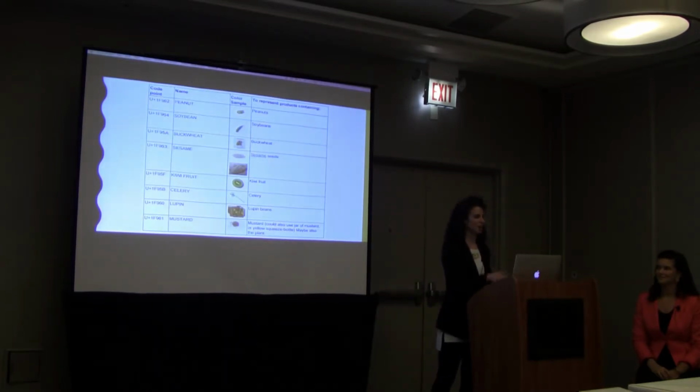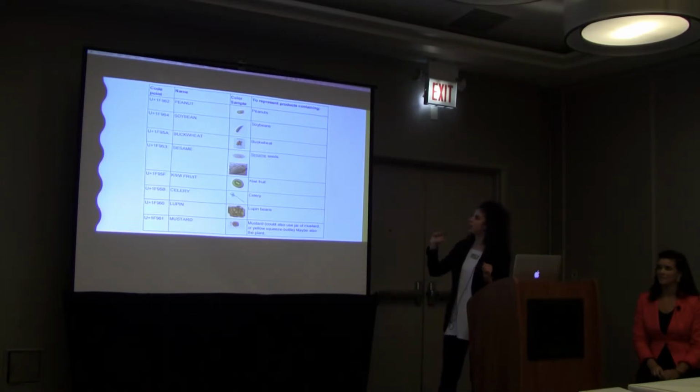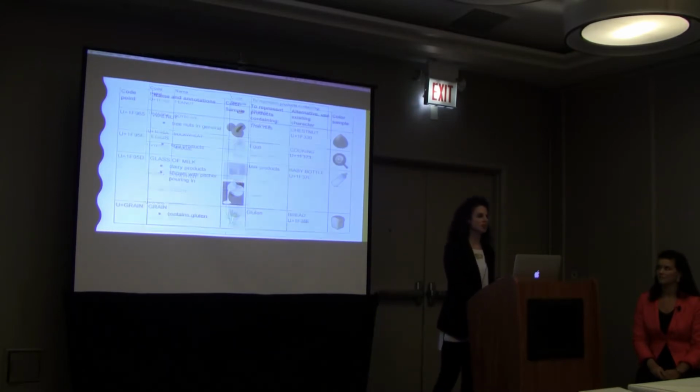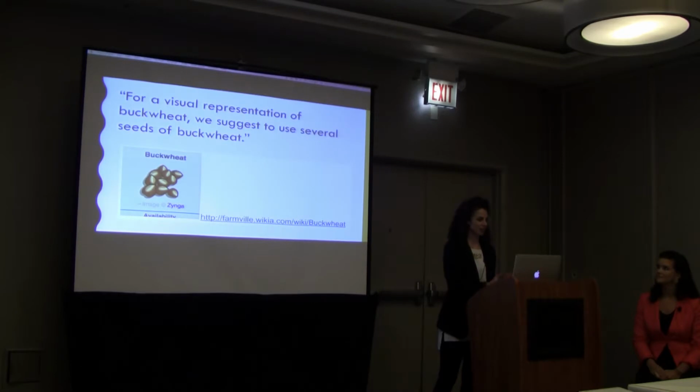Okay, so if you've seen this proposal, you know that it included such characters as peanuts, soybeans, buckwheat, sesame, kiwi fruit, celery, lupin, and mustard, as well as revisions to current emoji like walnuts, eggs, milk, and grain. And I actually quite liked the way that the document went and grabbed images from the internet. So it said, for a visual representation of buckwheat, we suggest to use several seeds of buckwheat.